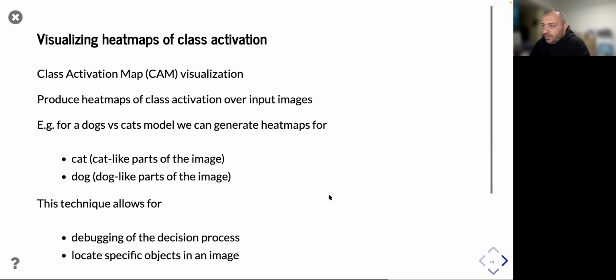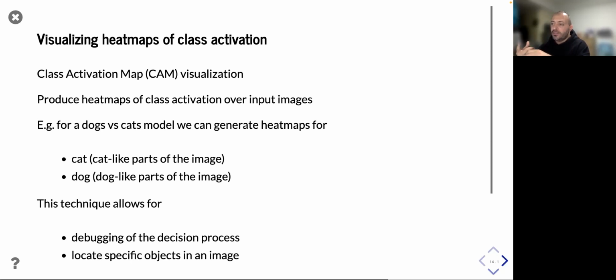So the idea is called the class activation map visualization, and the idea is to produce heat maps of the class activation over the input images. So let's say we have an image, and what we want is to take the activations of the last layer, for example, the last convolution layer, and make a 2D grid of the scores that are associated to the specific class that we are looking for.